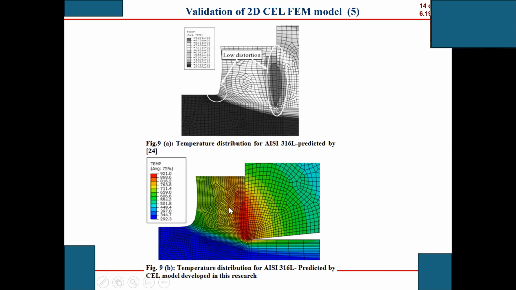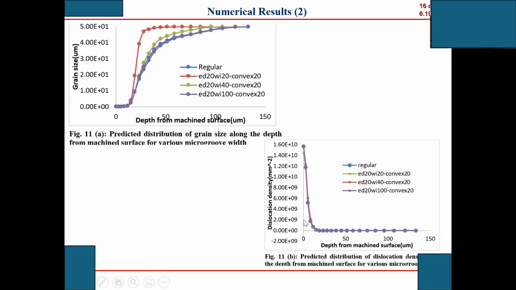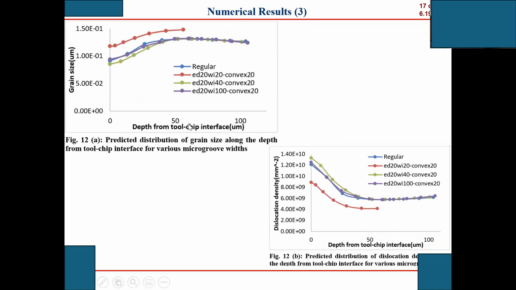Okay, everyone, be careful. Because the chip is compressed, all the grains in the chip have been compressed, so usually the grain size changes a lot here. Be very careful, don't be confused. The depth from the machined surface is the machined surface going down. The depth from the tool chip interface is in the chip, from here to here.